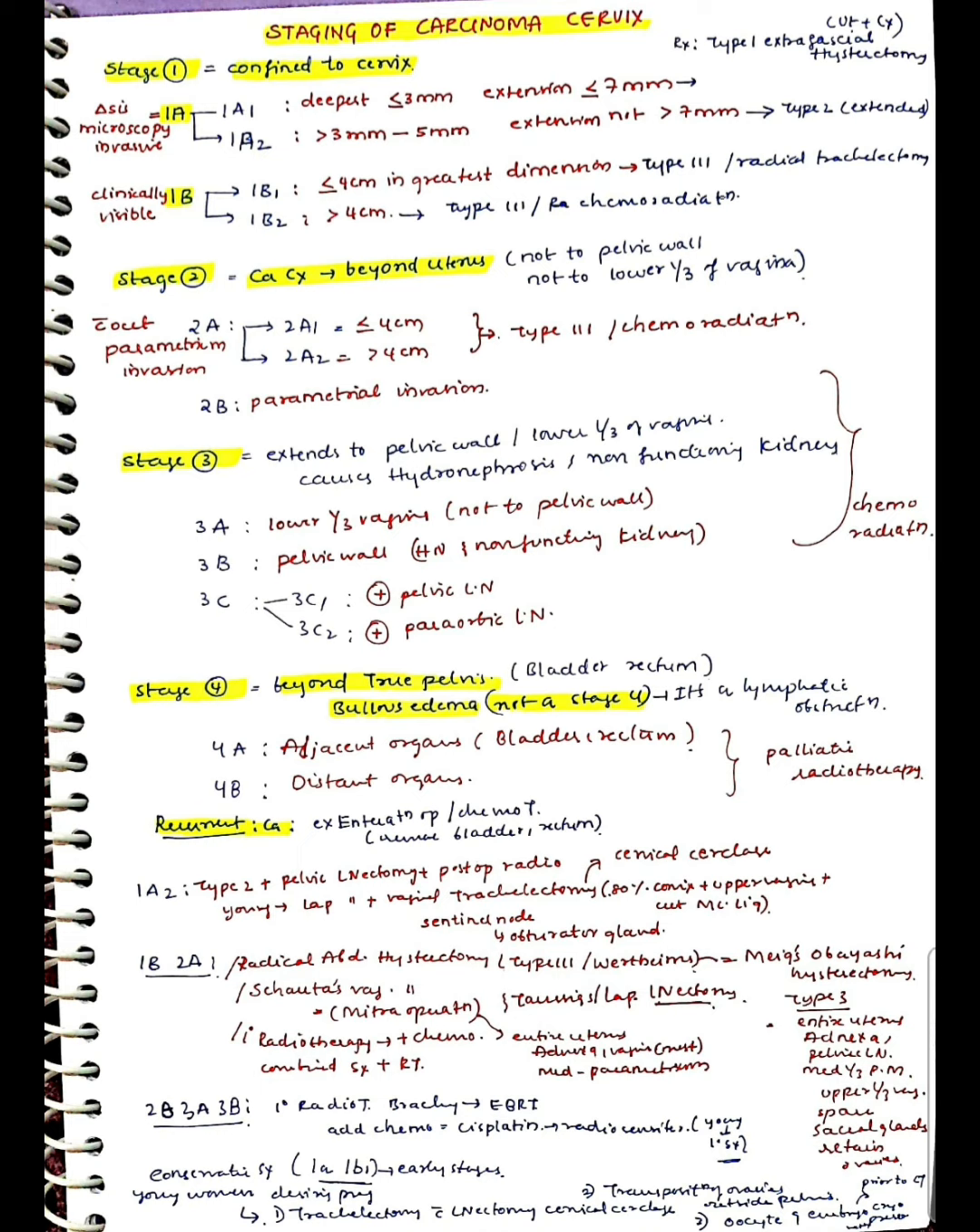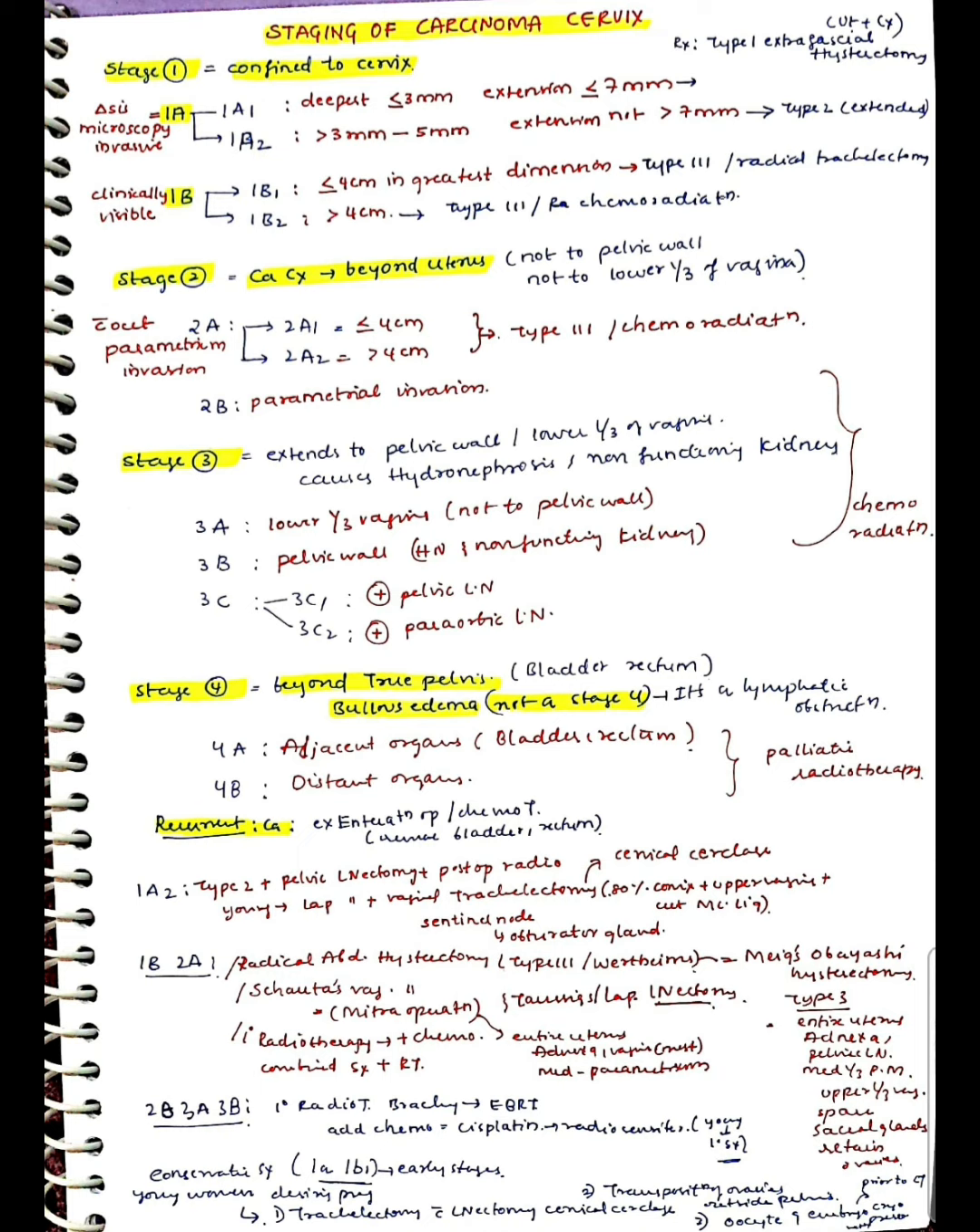Stage 1 is confined to the cervix. Stage 2 is confined to the uterus and not to the pelvic wall and not to the lower 1/3 of the vagina. Stage 3 extends to the pelvic wall and the lower 1/3 of the vagina, causing hydronephrosis and a non-functioning kidney. Stage 4 extends beyond the true pelvis and involves the bladder and the rectum. So this is about staging. Now we'll see the treatment parallelly.